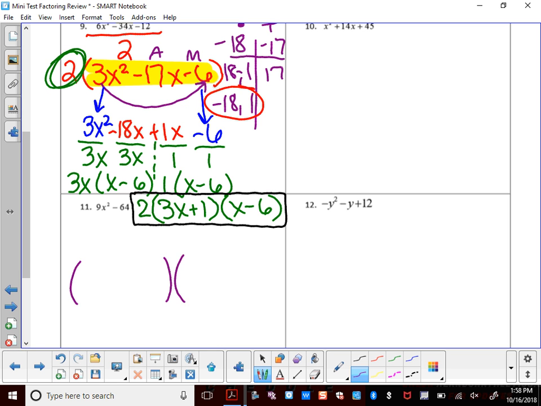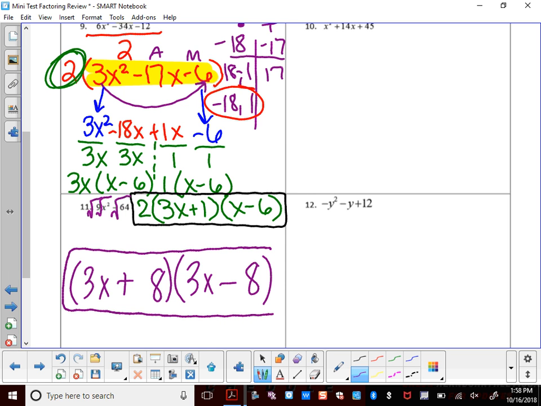Subtraction. 2 terms, subtraction, 2 perfect squares. What's the square root of 9? 3. What's the square root of x squared? What's the square root of 64? What happens to my signs? 1 plus, 1 minus. Does that make sense? It's a shortcut. Yeah, make sense.